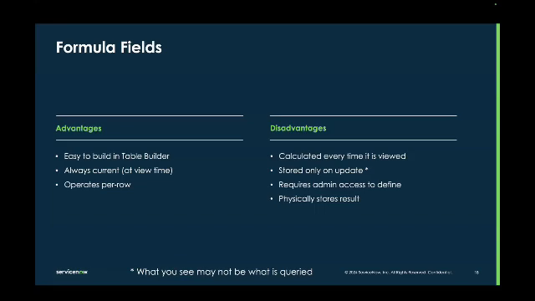Now what we're going to see is this is mostly like calculated fields. It's always current because it's being executed when you view the record, and it operates per row. I believe you're able to dot walk here as well, but it's operating per row. You do have to have access to App Engine Studio or to Table Builder to do it. So you're in admin land. You can have delegated development, but you need admin access effectively to do this. Calculated every time.